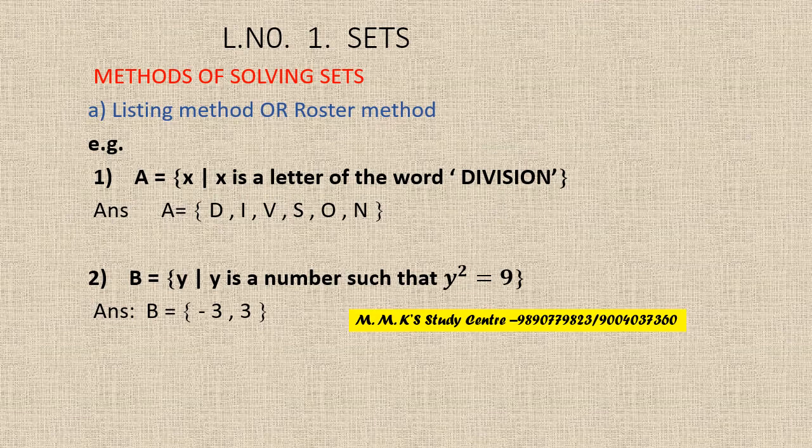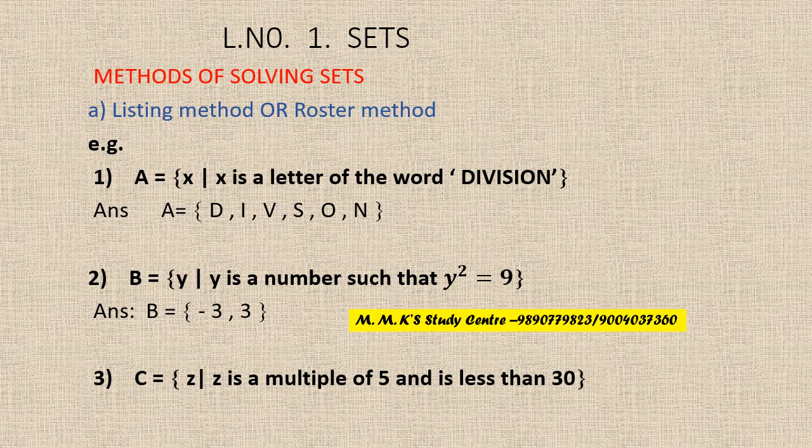Okay, you have to always write the sets by using curly brackets. Now next, third one. The question is, C is a set of Z such that Z is a multiple of 5 and is less than 30. Okay, it means we have to write the 5 table, but not till 30, below 30.